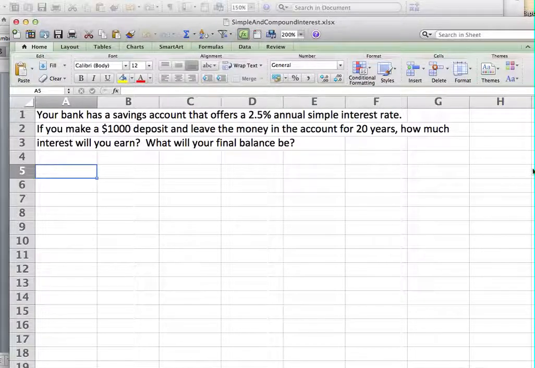First of all, I should say that banks don't do this. They don't offer simple interest. But we need to understand simple interest before we're going to understand compound interest, because simple interest does form the basis for compound interest. So it is still worthwhile to think about this. And at a first glance, it does seem more logical for banks to do this.